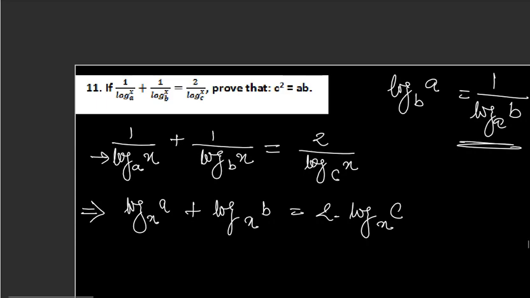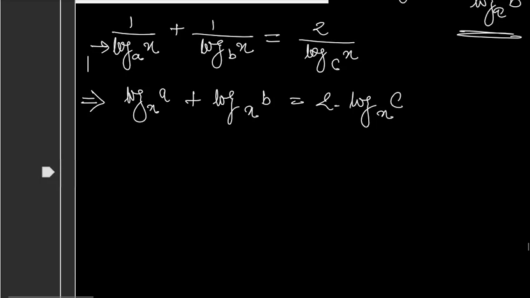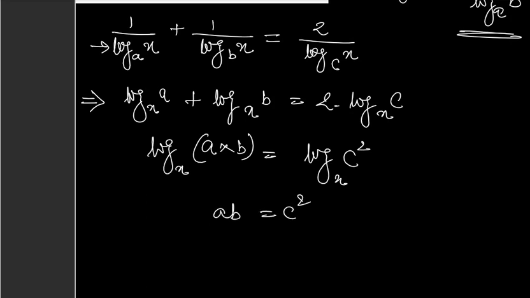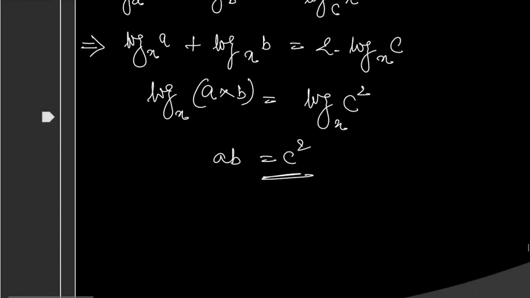Now which identity will you use? You will use the product law. You remember the product law, right? Log of a to the base x plus log of b to the base x is log of a into b to the base x is equal to, here you will use power law, log of c square to the base x. That's it. Now these both terms are equal, so you can directly cut the logarithm. So ab is equal to c square. C square is equal to ab. Hence proved.